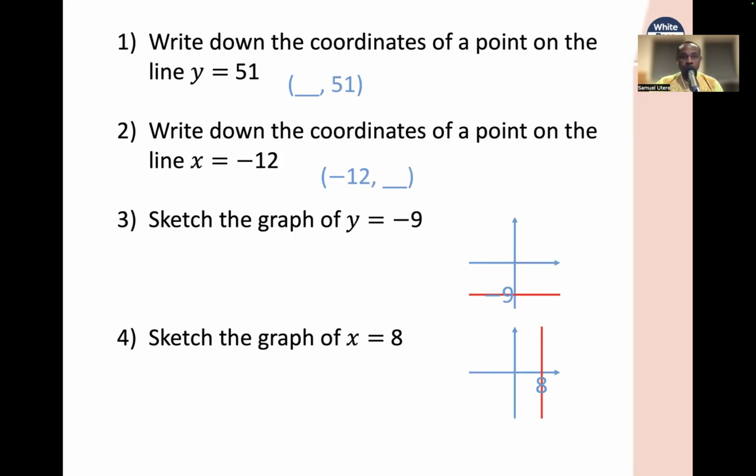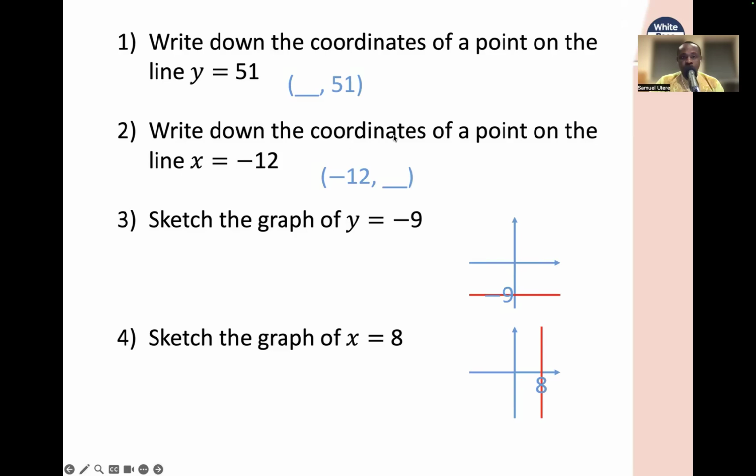Let's discuss them. Here you were asked to write down the coordinates of a point on the line y equals 51. Well, the line y equals 51 will always have y equal to 51. So regardless of what pair of coordinates you write, the second number will always be 51. This position here could take any number, but this one will always be 51.